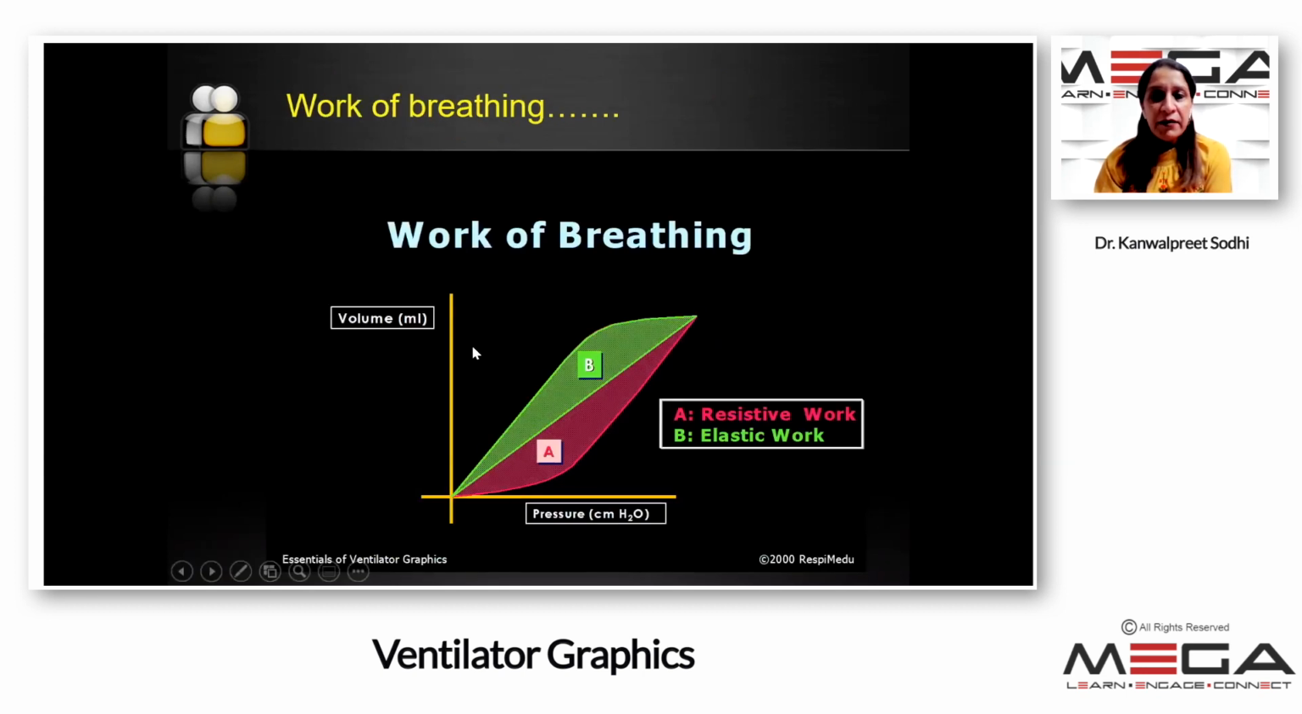A very important thing which the pressure volume loop tells us about is the work of breathing. The inspiratory limb and the expiratory limb. The distance between the inspiratory limb and the slope, this is the resistive work. This signifies how much work is to be done to overcome the resistance in the lung. And the expiratory limb and the loop, this slope, is the resistive work to be done by the lung. So this tells us about the work of breathing.